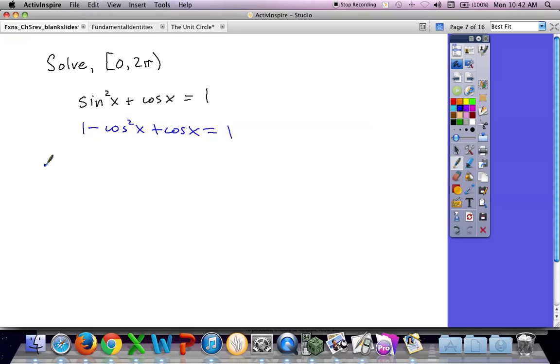So we need to get everything on one side, 0 on the other. Subtract 1. That's good because it cancels the 1s. Now we've got negative cosine squared x plus cosine x equals 0. What will we do with it from there?